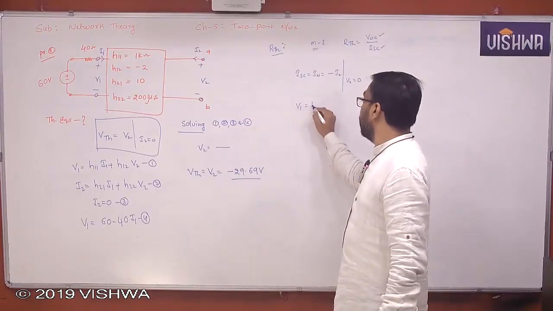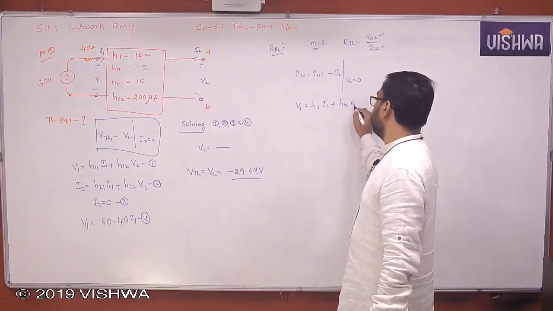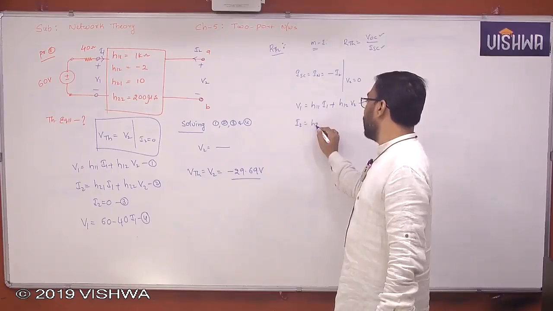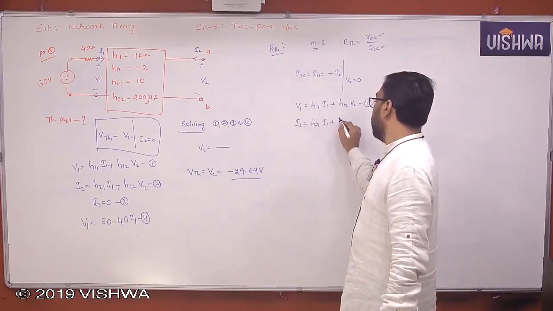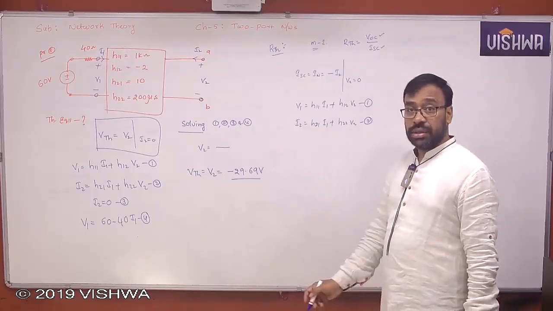So, take the same equations. V1 is equal to H11 I1 plus H12 V2. Equation 1. I2 is equal to H21 I1 plus H22 V2. Look at this, all of you. Don't write anything. Look at this.